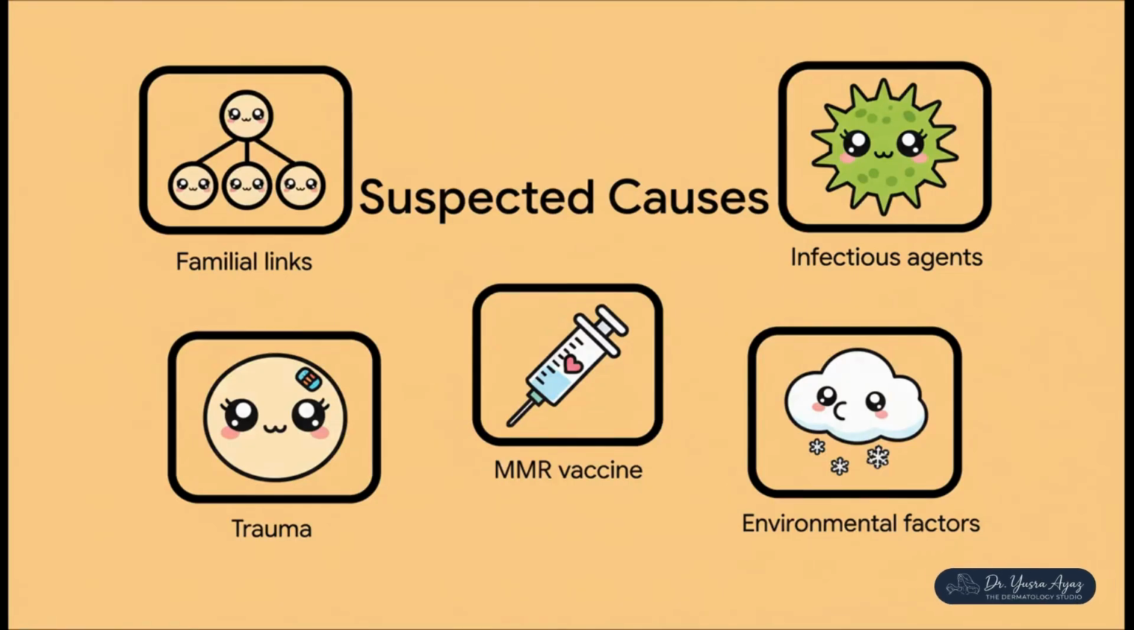This brings us to the triggers, and it's quite a lineup of potential culprits. Because it sometimes runs in families, we know there's a genetic piece to the puzzle, but those environmental triggers seem to be the key. We're talking about things like viral infections, a physical injury to the skin, and even, in some very rare reported cases, vaccines like the MMR have been suggested as a possible trigger. We even see it pop up more often in colder months, which suggests there might be a seasonal thing going on too.